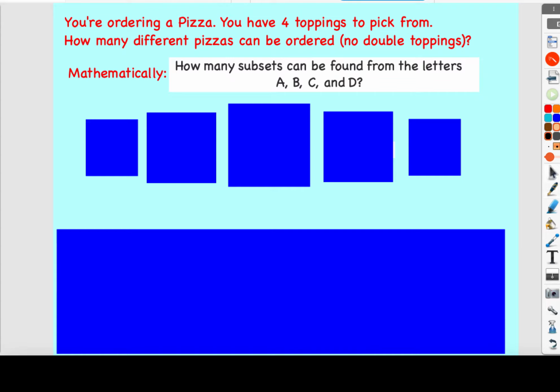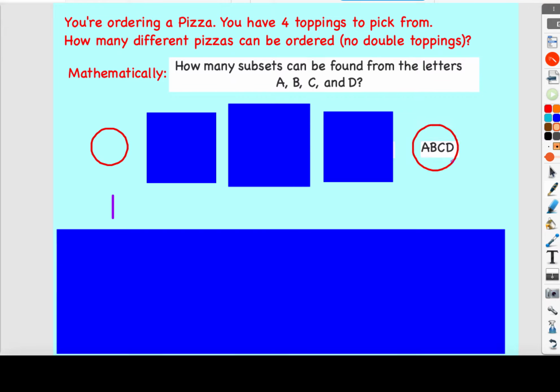And mathematically, we'd say: how many subsets of things could we have if we have 4 things to pick from, A, B, C, and D? Well, thinking simply, what if we don't pick any of them? We technically could still have a cheese pizza, or just a regular pizza. So there's one way in which that can happen, very simply. We could also pick all 4 things.